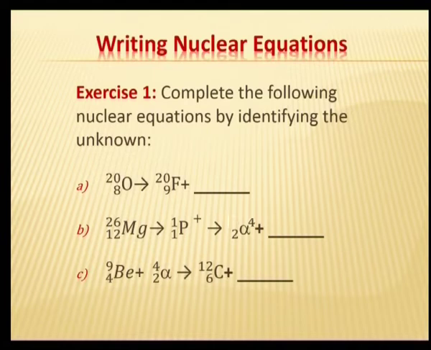Similarly, you have magnesium going to phosphorus and then the alpha particle. Similarly, beryllium plus alpha particle going to carbon, and what are the things to be inserted in the left out region should be done.